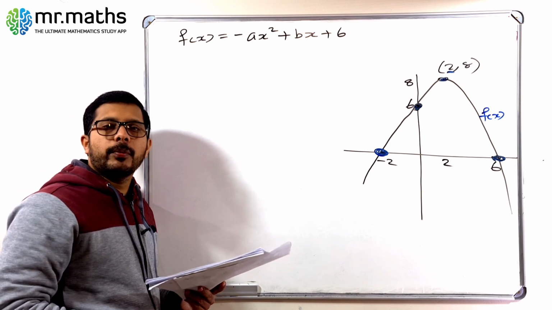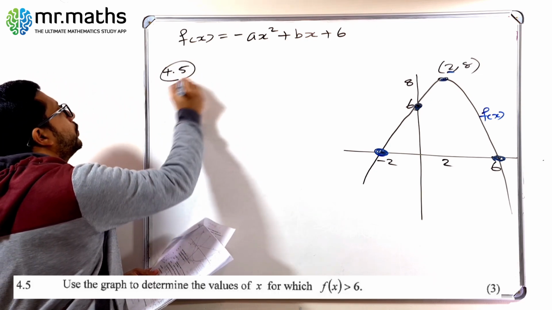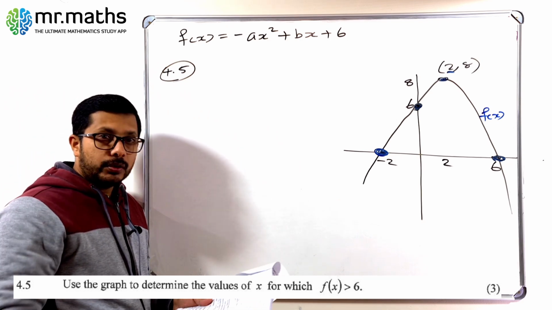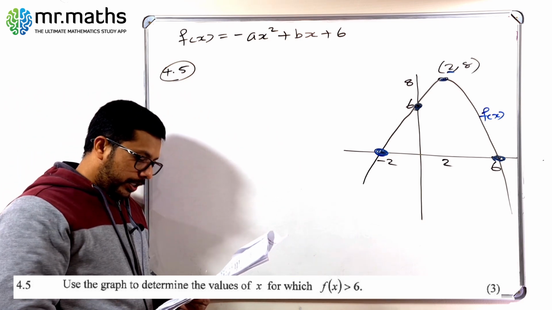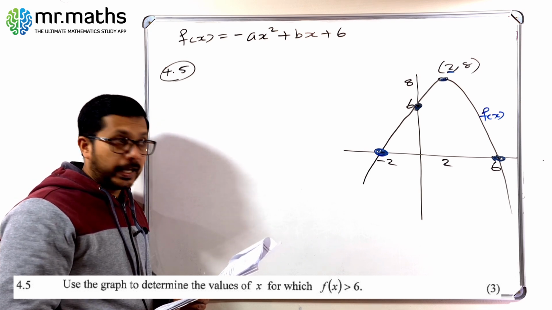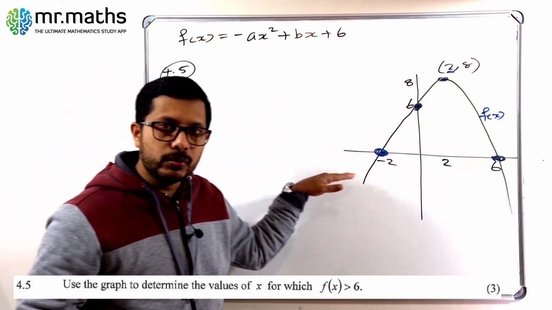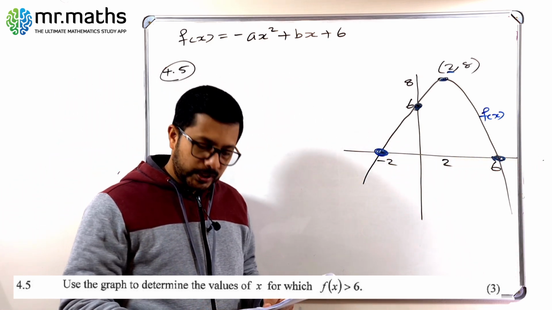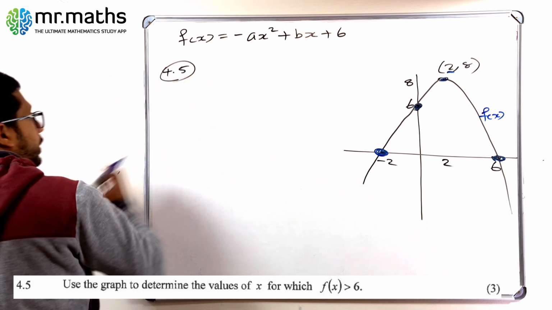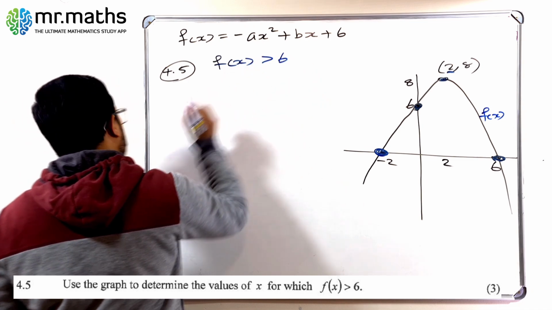Okay, question number 4.5. What is question number 4.5? Use that graph to determine the values of x. You have to find the values of x. Where are these x values? On the x-axis. You have to find the values of x for which f of x is greater than 6. What is the condition? f of x is greater than 6.